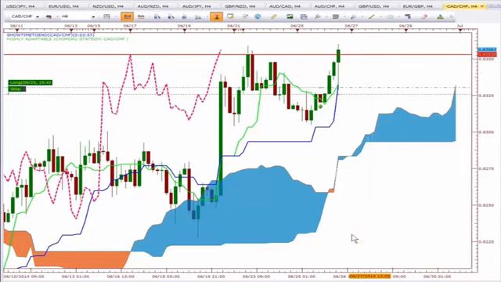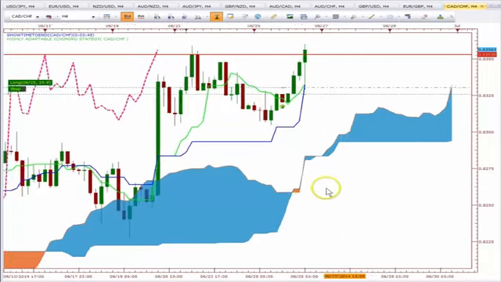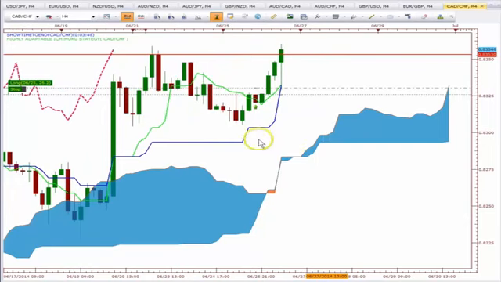Here's a look at my charts, and we're looking at the CAD Swiss franc, and this is the 4 hour time frame. I'm showing you a trade that I'm in, a trade that I entered off of the price action. Now I still wanted all my Ichimoku signals to be bullish, the direction of the trade that I was going into.